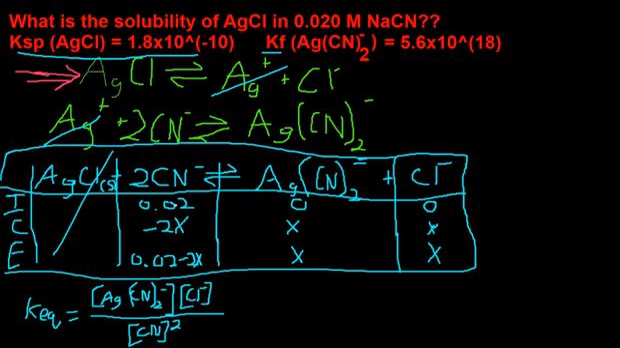Now let's relate these values to one another, because right now the values of chloride, cyanide, and silver dicyanide don't make a whole lot of sense. So how could we make more sense of them? Let's look back up here at our reaction. We're starting with some cyanide.